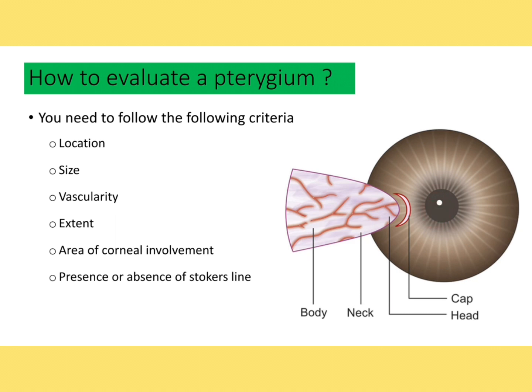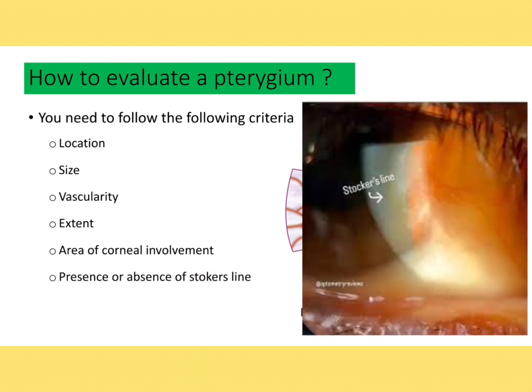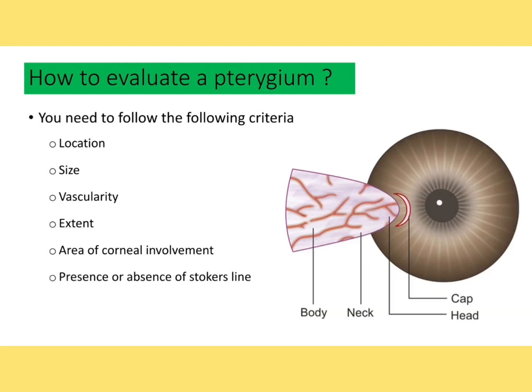Okay. Now, the area of corneal involvement: whether it is covering the visual axis or not, that you need to look at. Okay. And the presence or absence of Stocker's line. Stocker's line is a brownish pigmented line just anterior to the cap of the pterygium. Okay. So you need to mention whether there is presence of Stocker's line or not.